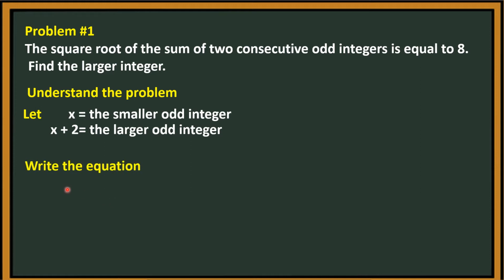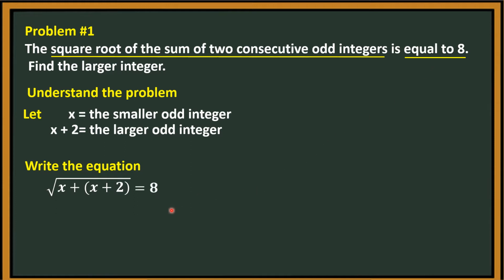And then after that, we're going to write the equation. So sa equation natin, sundan lang natin ang square root of the sum of two consecutive odd integers. So let's have here the square root of x, that is the first odd integer, and then x plus 2, the second odd integer. And then equal to 8. And then after that, we will have now the square root of x plus 2. So, bali tinanggal lang natin yung open and close parenthesis para mas mabilis tayong mag-simplify, is equal to 8.